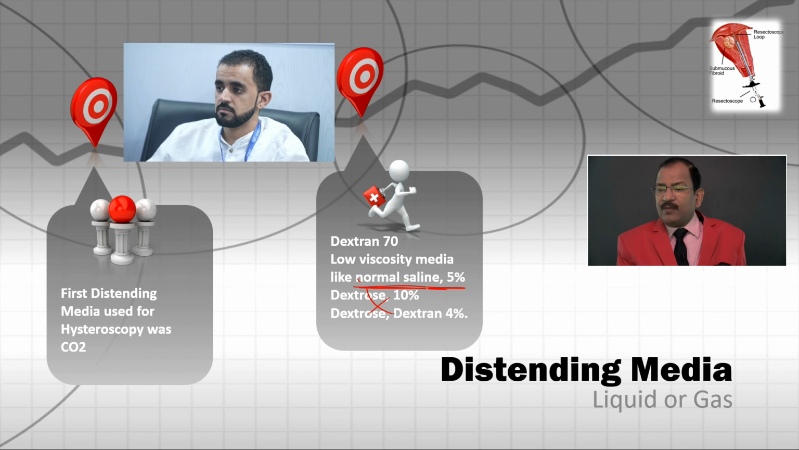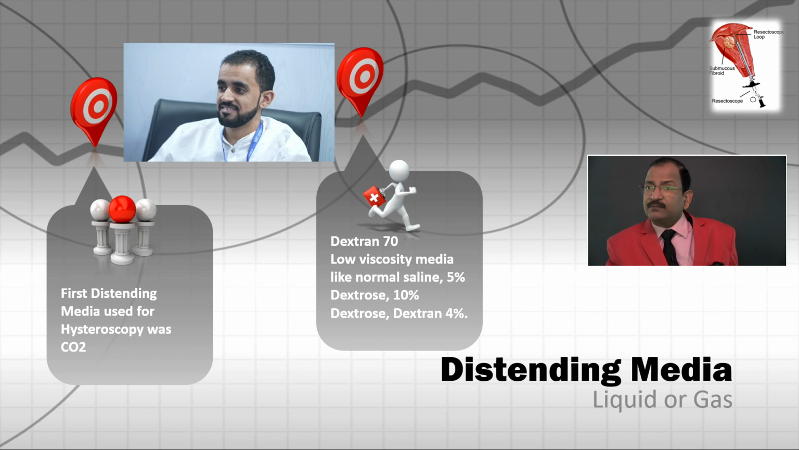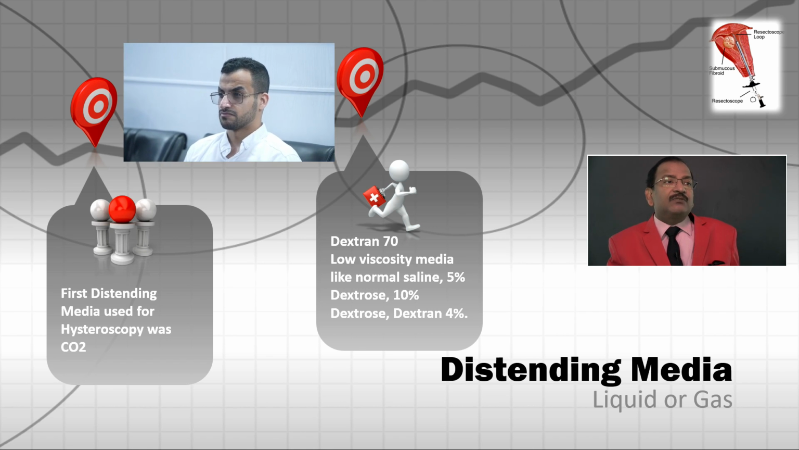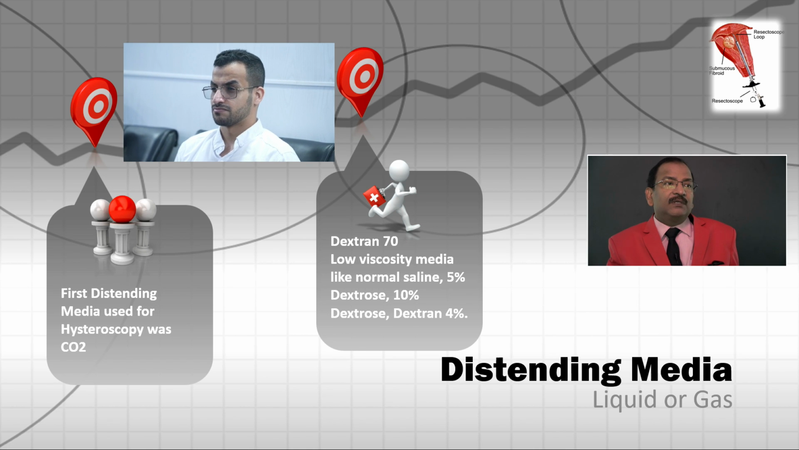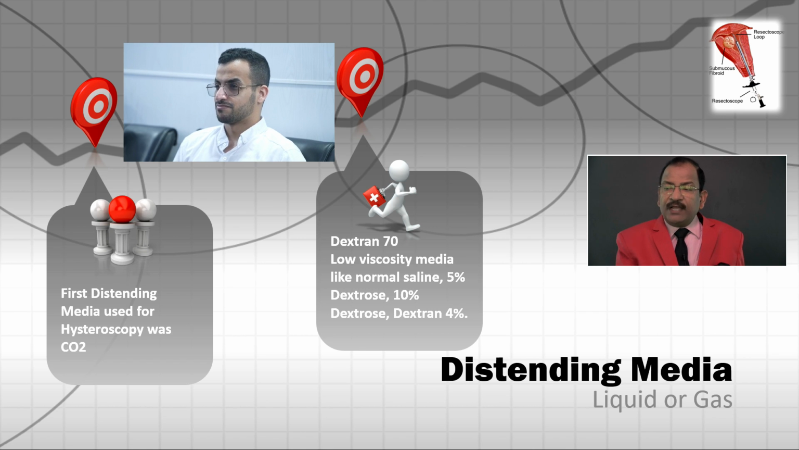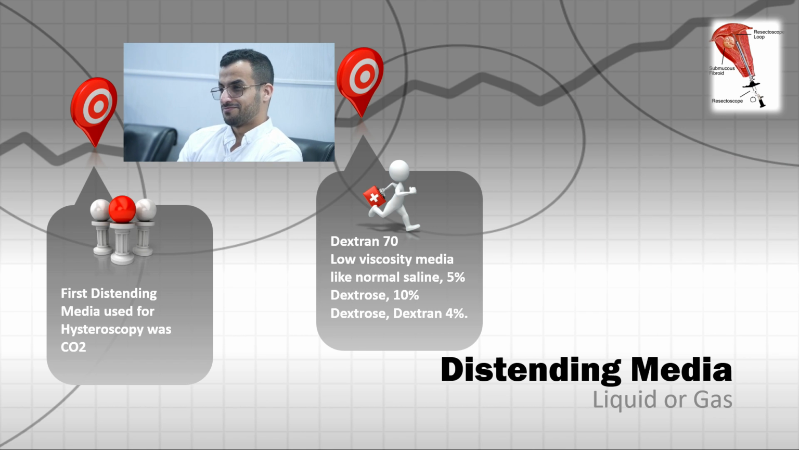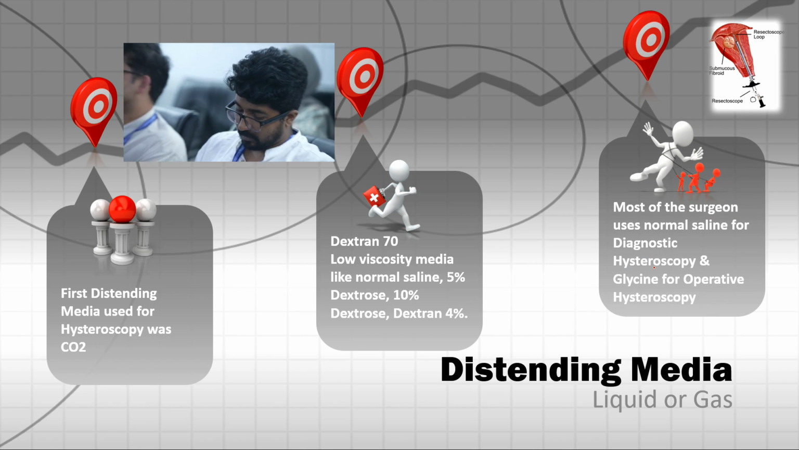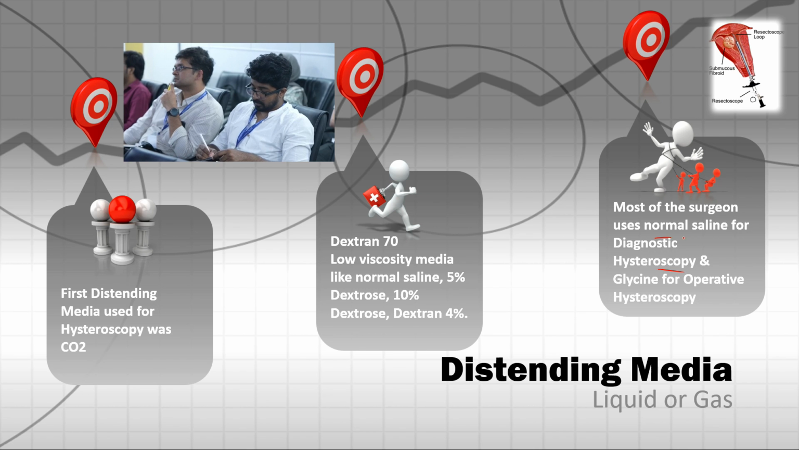Normal saline has a problem. It cannot be used if you are using monopolar, because normal saline is a very good conductor of electricity. It will take the current of the monopolar and disperse it to the abdominal wall. So again there will be a problem. That is why most gynecologists now use normal saline for diagnostic and glycine for operative.